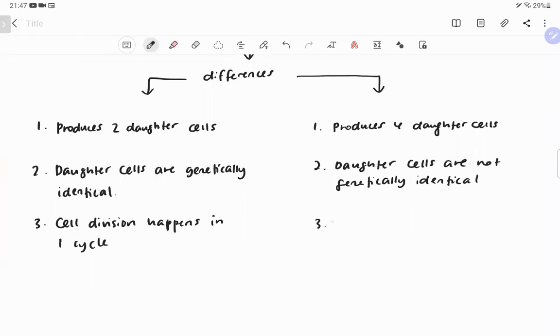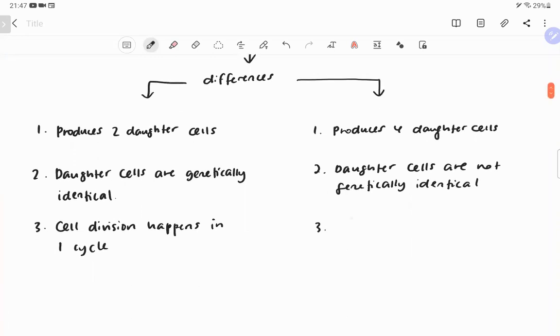Okay, and for meiosis, cell division happens in 2 cycles. For those of you who are confused, why do I say 1 cycle and 2 cycles? So if you recall back last time when I told you about the cell division process, right?